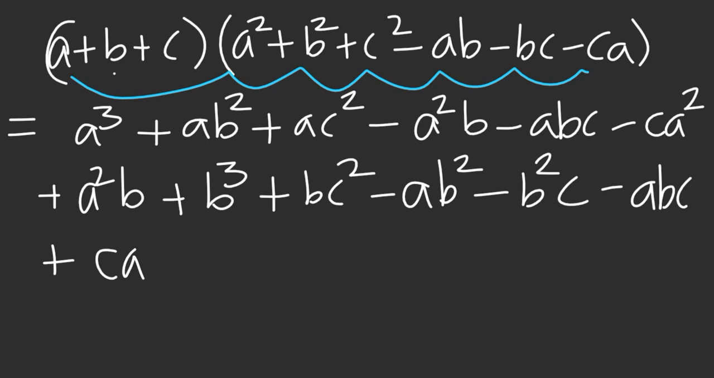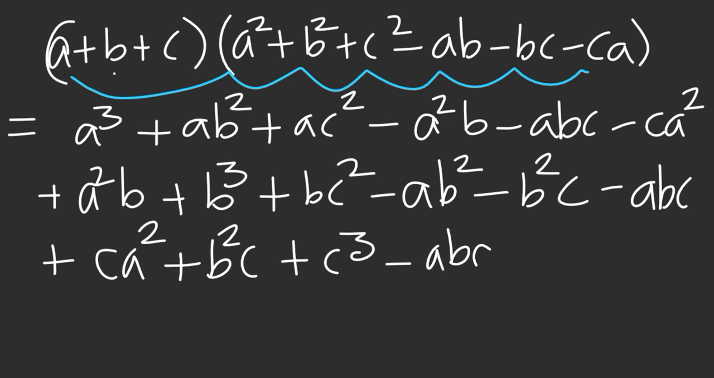Anyways, c into a square is c a square, then this would be c into b square, so b square c, c into c square, c cube, then abc, c into ab, then b into c square, this would be bc square, c into bc, right, and c into minus ca, so that is minus c square a. Now I need to do the cancellation.